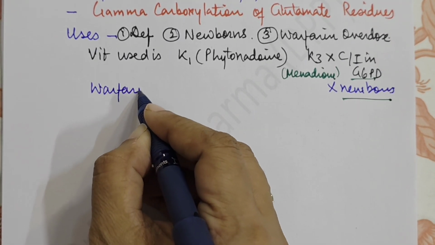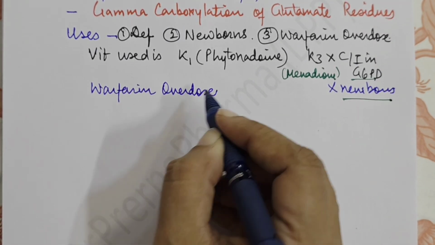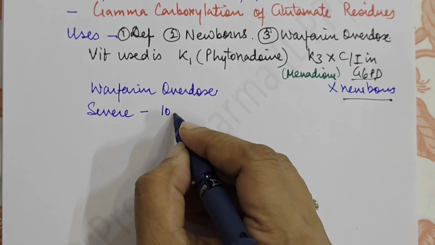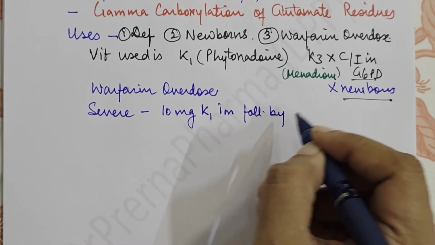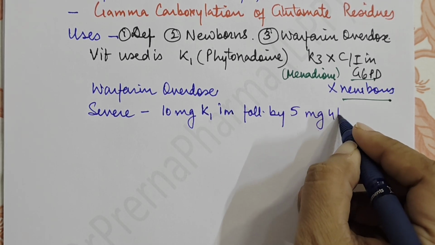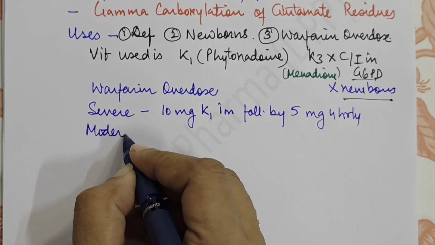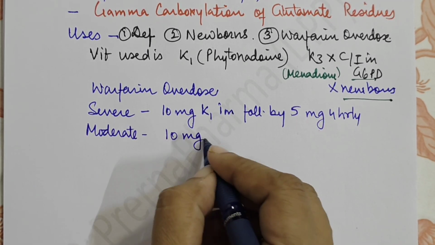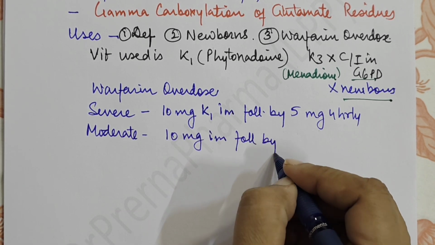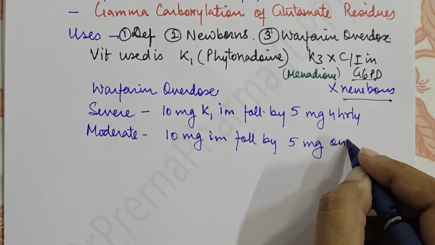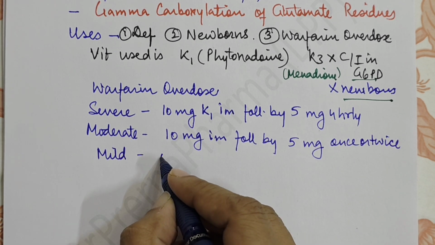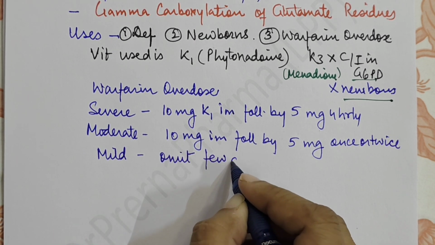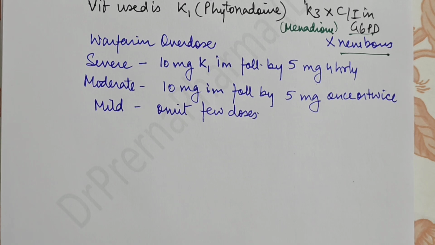Warfarin overdose अगर होती है, warfarin overdose में, if it is severe, then give 10 milligram K1 IM followed by 5 milligram 4 hourly. If it is moderate, then give 10 milligram IM followed by 5 milligram once or twice. And if it is mild, then just omit a few doses of warfarin. Okay. So this is a coagulant.